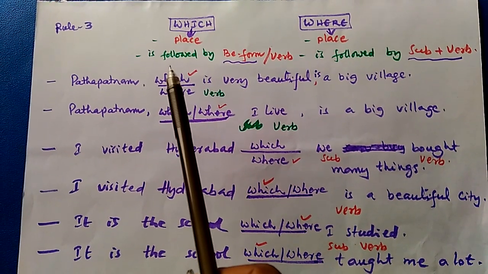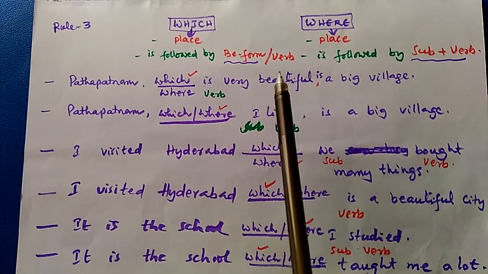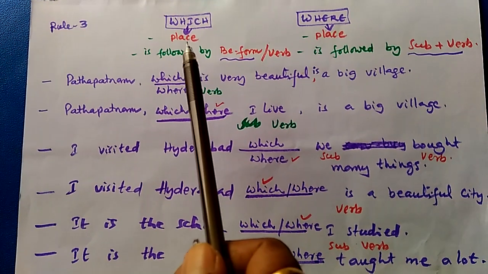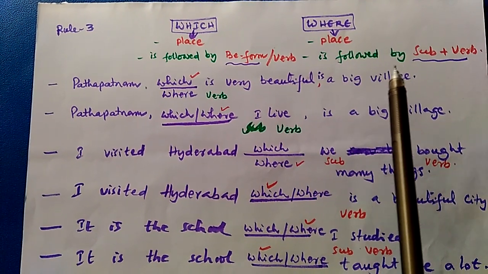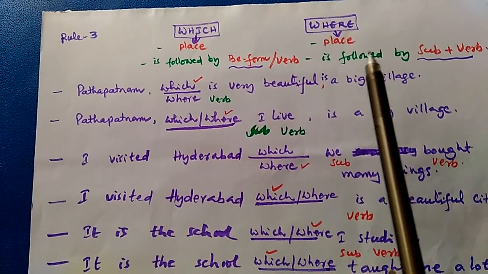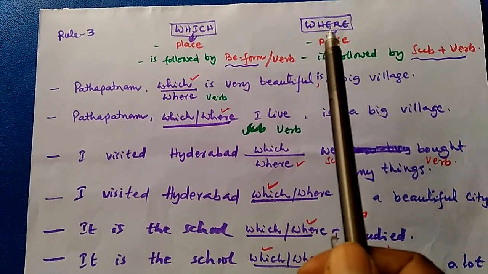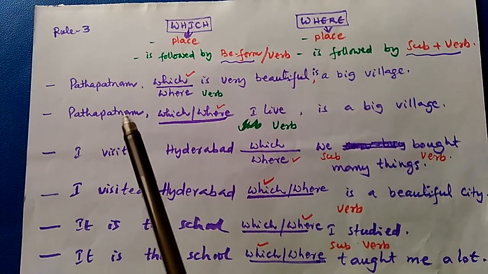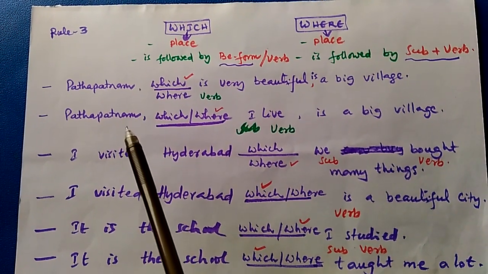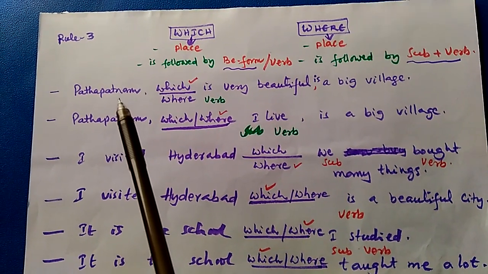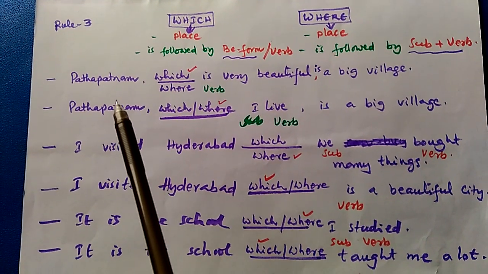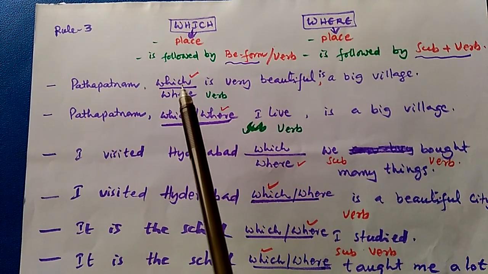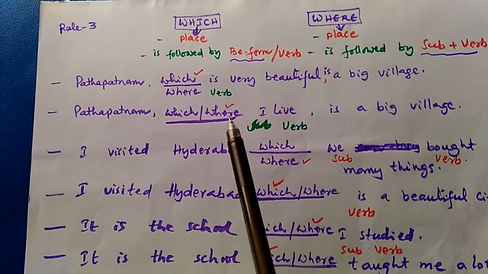The first one is that if the blank is followed by a verb, we prefer to use which even if the antecedent is a place. And if the blank is followed by subject plus verb, we prefer to use where if the antecedent is a place. Look at the examples. Here in these two examples, the antecedents are places, Pathapatnam. But here we prefer to use which. Here we prefer to use where.